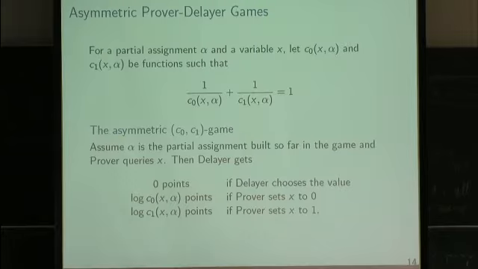More precisely, the score will depend on two functions, C0 and C1, that depend on the variable that is queried and also the previous game history, so the partial assignment alpha we've constructed, such that we meet this equation. And then, as before, if the delayer chooses the value herself, then we don't get any points. But if the prover sets the value of x to 0, then we get log C0, and if we set the value to 1, then we get log C1 points. So you can see the previous game is a special case where these functions are constantly equal to 2. Then you always get 1 point for both answers.